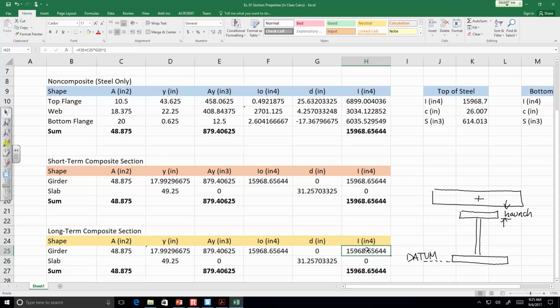Everything that you see here in this table is actually going to be the same for the short term and the long term. Does that make sense? Because the distance, that's the same. Okay? Now, the only thing that's going to change is this value and this value. The area and the moment of inertia. Let's talk about the areas.